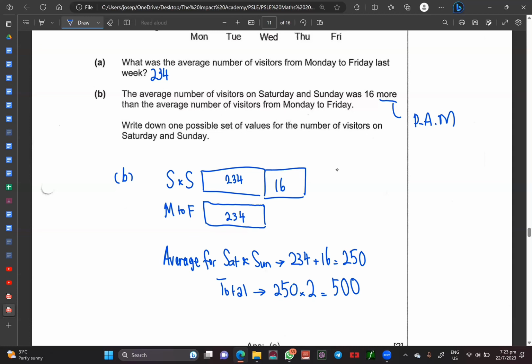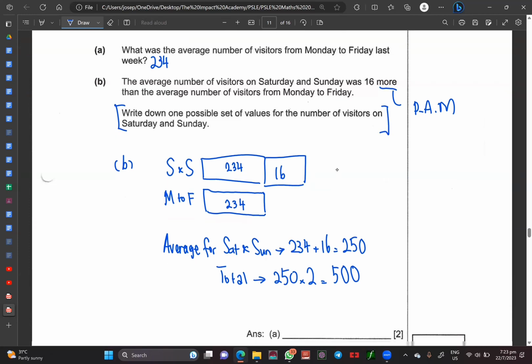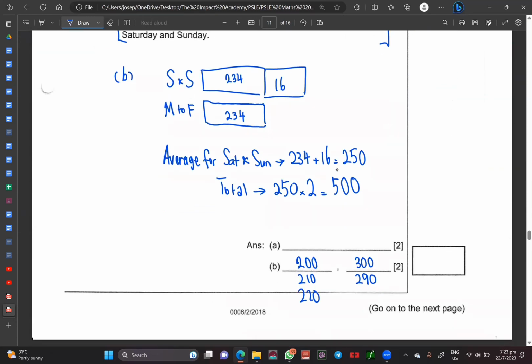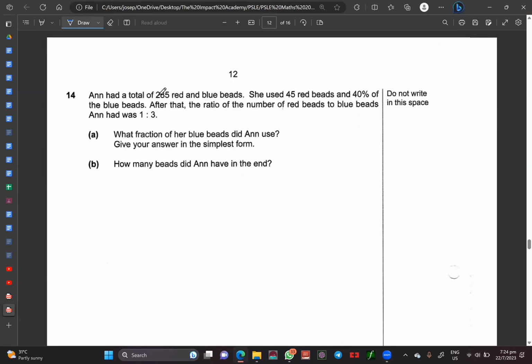Now, typical question, I've seen this happening a lot of times. Students always ask me, but teacher Joseph, how am I supposed to know what is one set of possible values? The good news I have for you is this: any possible set of values that will give you a sum of 500. So I like to just say 200 and 300. That's it. If Akin decided to put 210 and 290, also correct. If Lena decided to put 220 and 280, also correct.